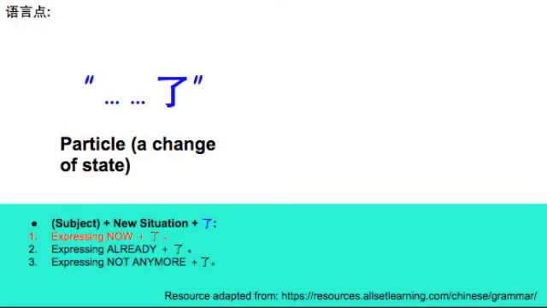Examples: 知道了，知道了。I got it. I see. This sentence means it is something I didn't know before, but I know it now. 明白了，明白了。Now I understand.